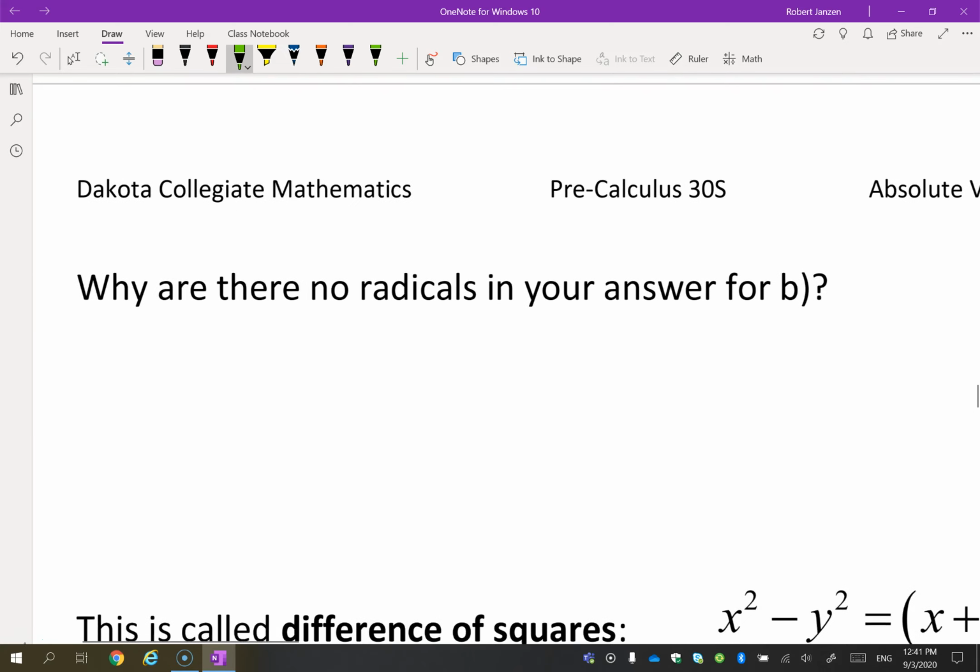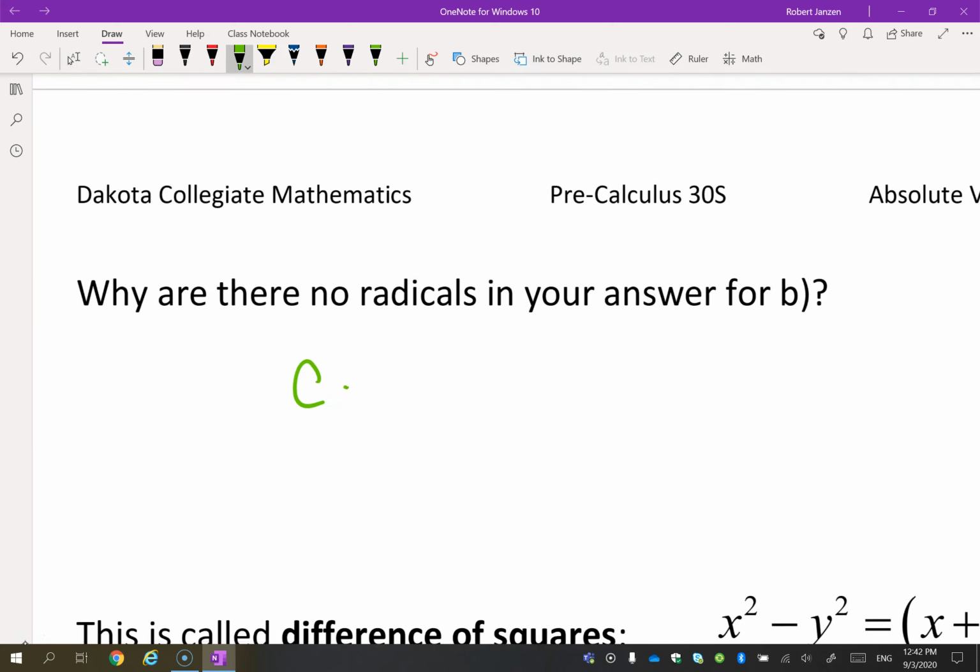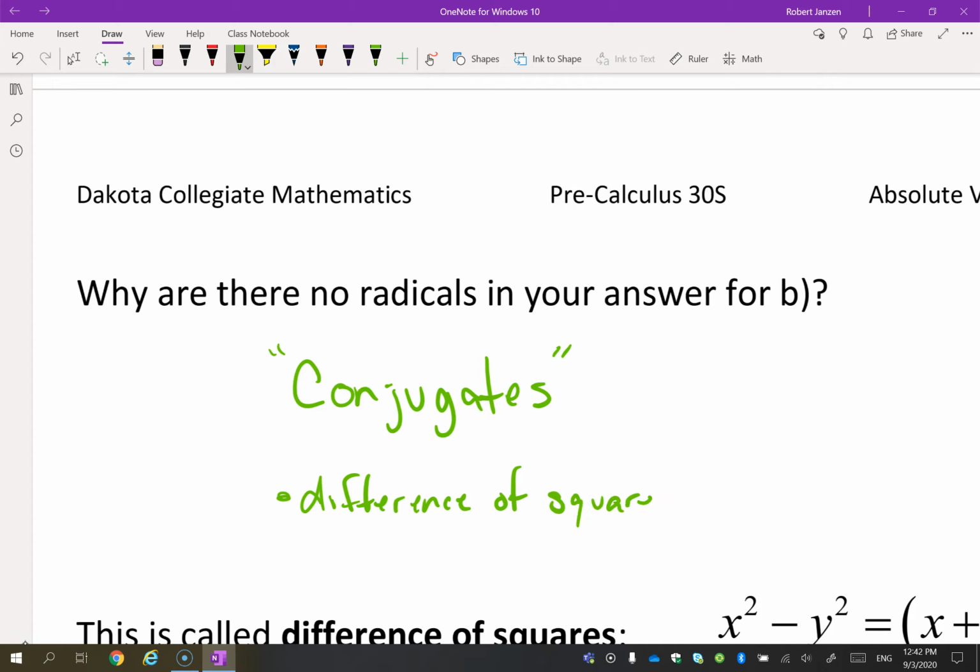Why are there no radicals in the answer for B? I'm going to give you a word. I don't know if you've seen this word before. They are conjugates. Okay? And you might also want to remember this, the difference of squares, that you should remember from grade 10.